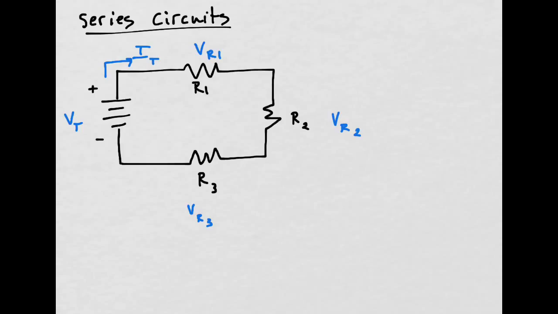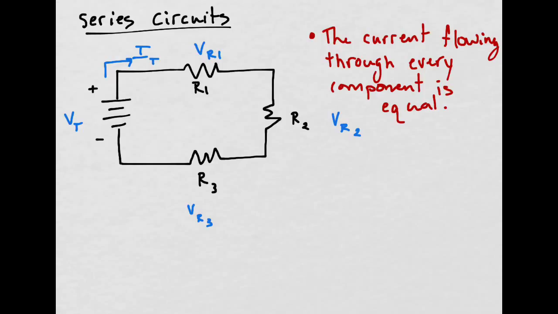So if we have a series circuit, there's only one path for current to flow. So the current that's flowing through this is going to be the same amount of current flowing through this, flowing through that, flowing through that. There's only one way for the current to go, so the current is just constant everywhere on this circuit. So the current flowing through every component is equal.